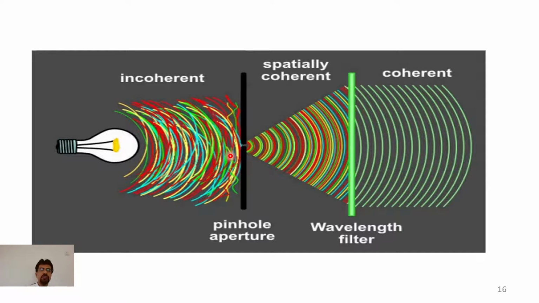So in this figure we can understand that when a number of waves are emitted from any source and pass through a pinhole aperture, it produces spatially coherent radiation.